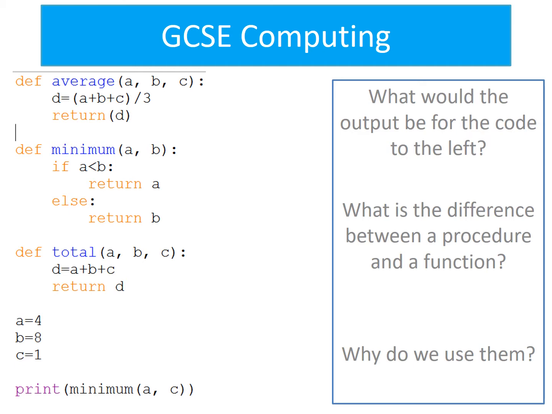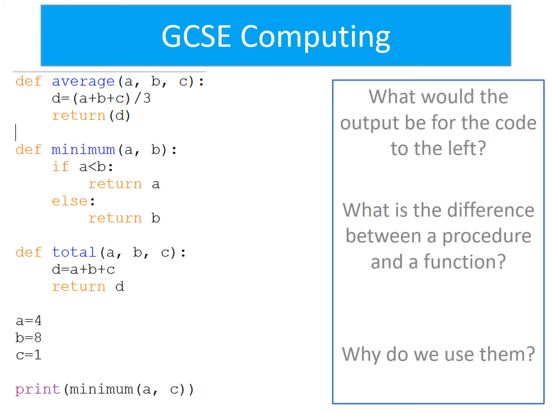First of all, question 1. What would be the output for the code on the left? Well, first of all, let's talk through the code. We've got 3 functions here. Remember, a function returns a value. Our functions go at the top of the page, and we usually have a subprogram, a def main, which would come at the end of the different functions and procedures. So this doesn't have that.